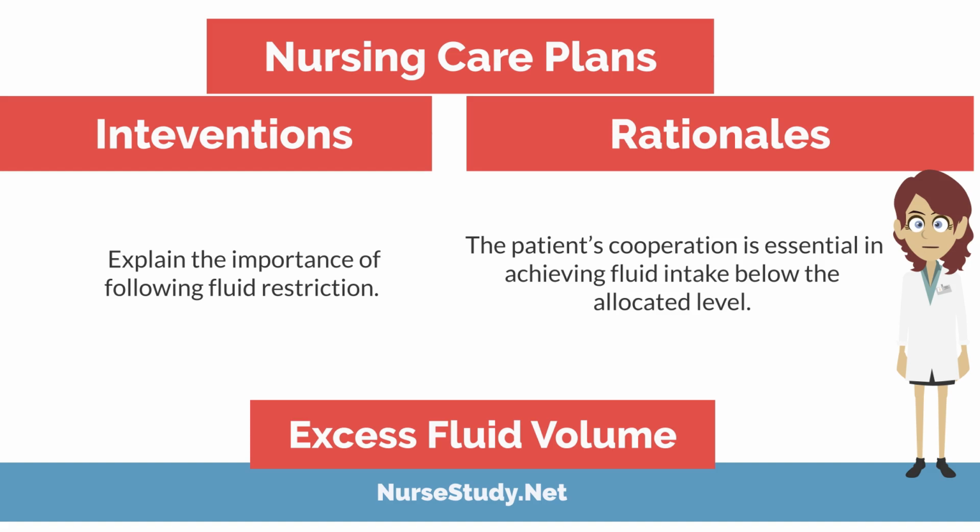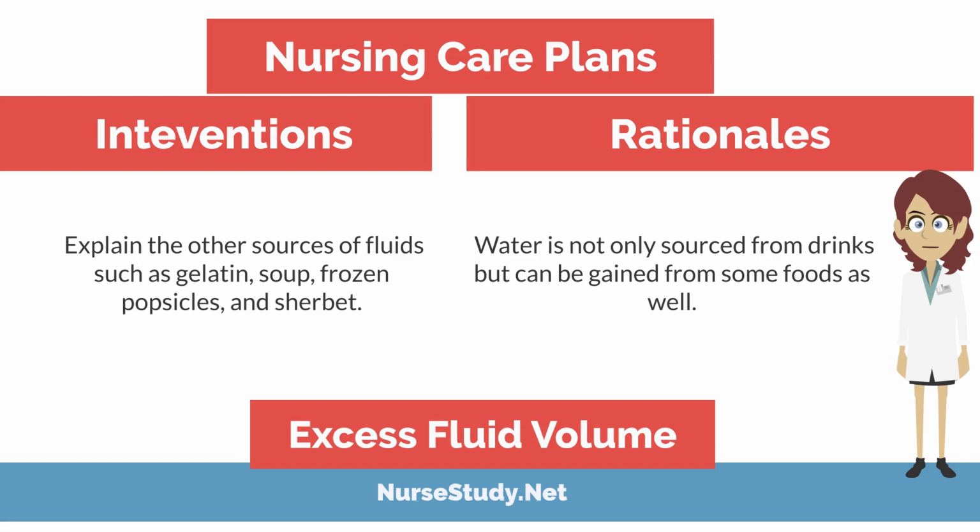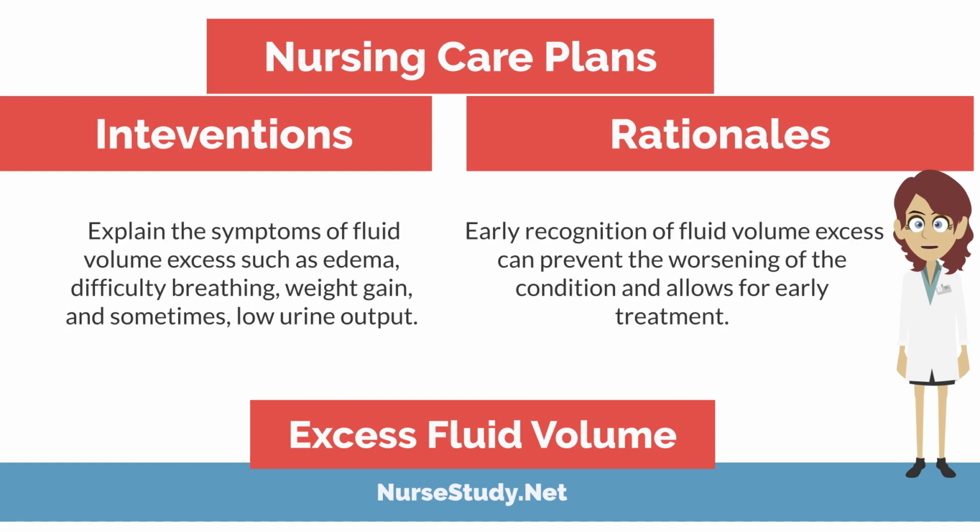Rationale. The patient's cooperation is essential in achieving fluid intake below the allocated level. Intervention. Explain the other sources of fluid such as gelatin, soups, frozen popsicles, and sherbet. Rationale. Water is not only sourced from drinks, but it can be gained from other foods as well. Intervention. Explain the symptoms of fluid volume excess such as edema, difficulty breathing, weight gain, and sometimes low urine output. Rationale. Early recognition of fluid volume excess can prevent the worsening of the condition and allow for early treatment.